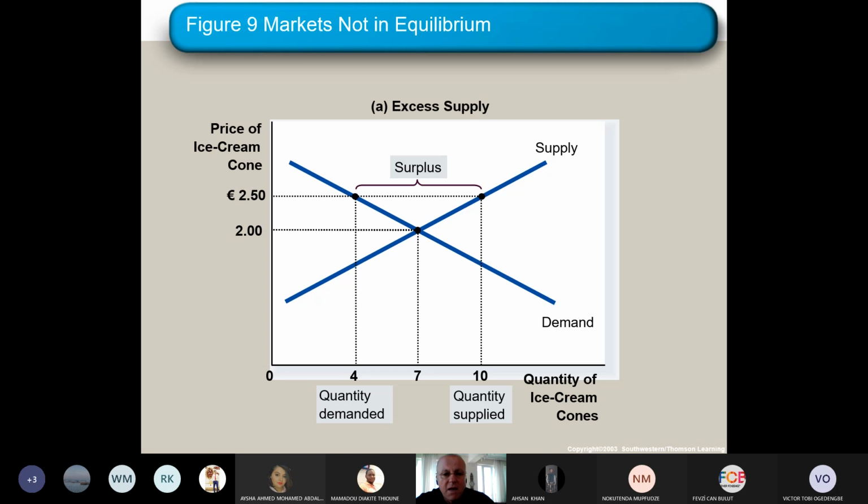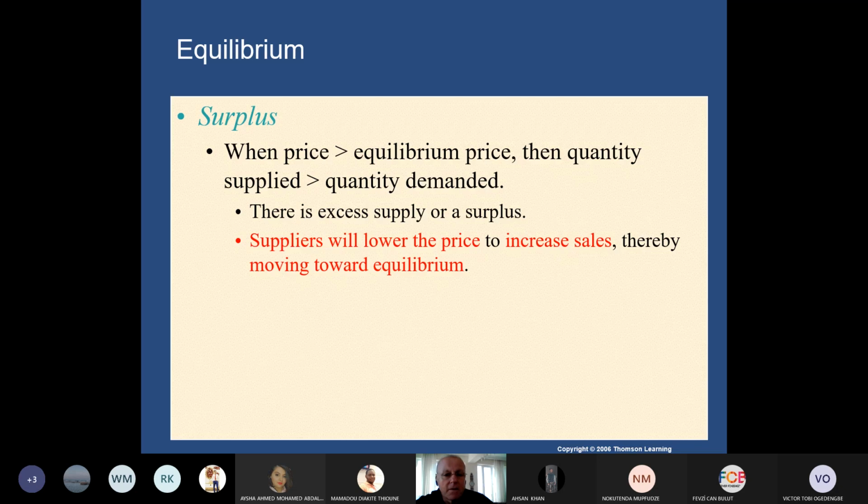As you are observing here, supply is more than demand. Therefore, at a price of 2.50 for the ice cream, the price is too much, and the demand is decreasing to 4 units, as you are observing on the graphic, while the quantity produced is 10 units. Therefore, we have to do something to reduce the price to bring the market to the equilibrium.